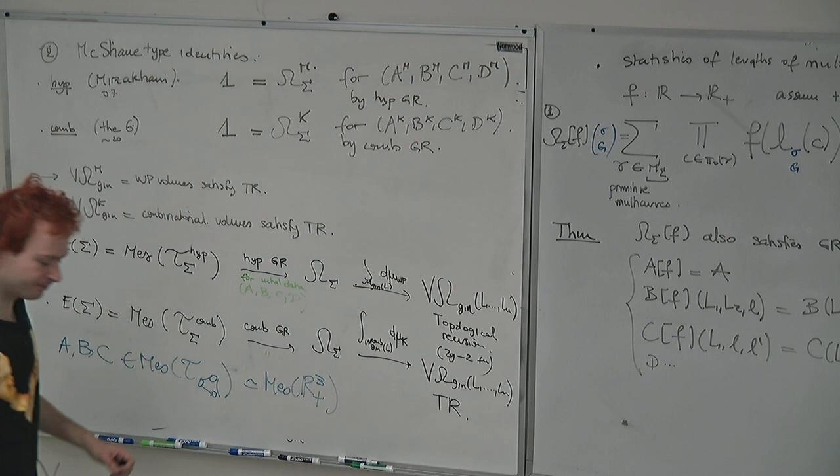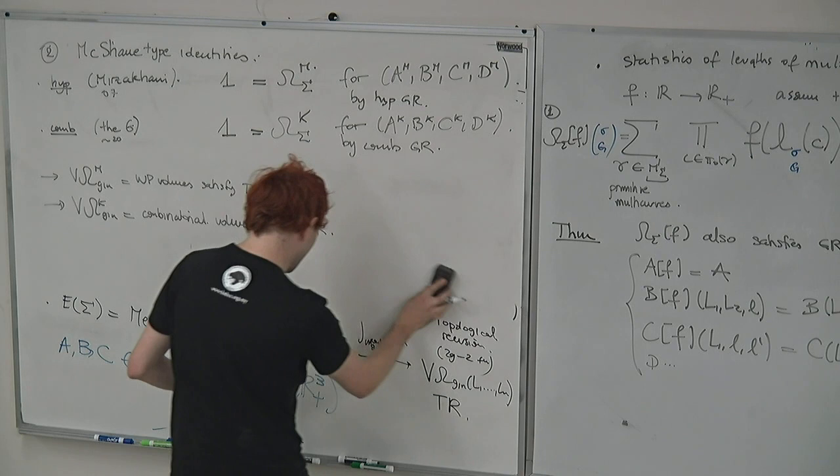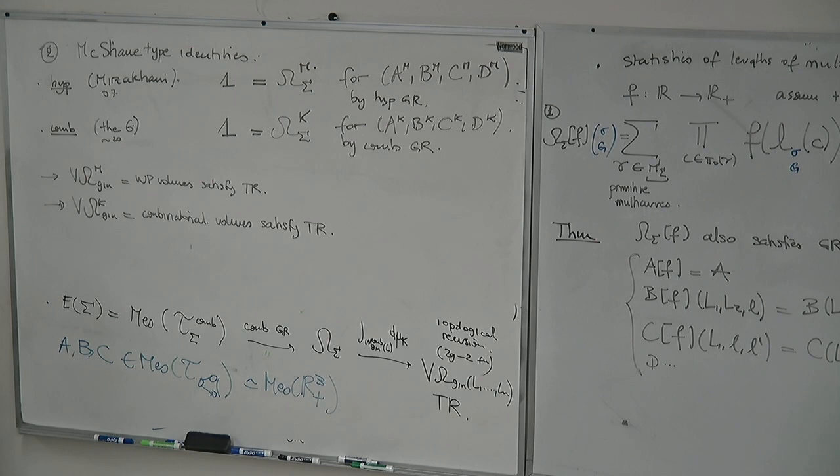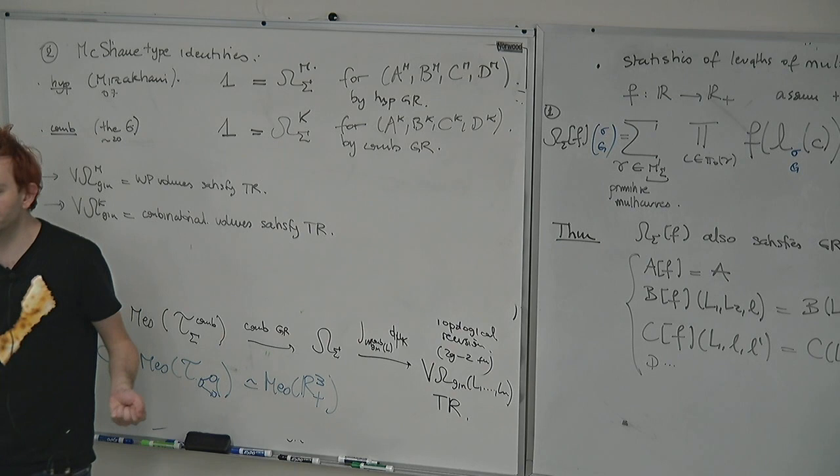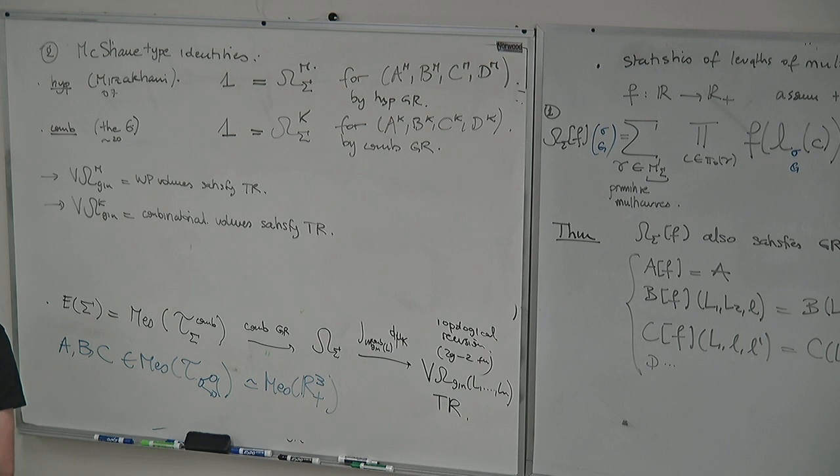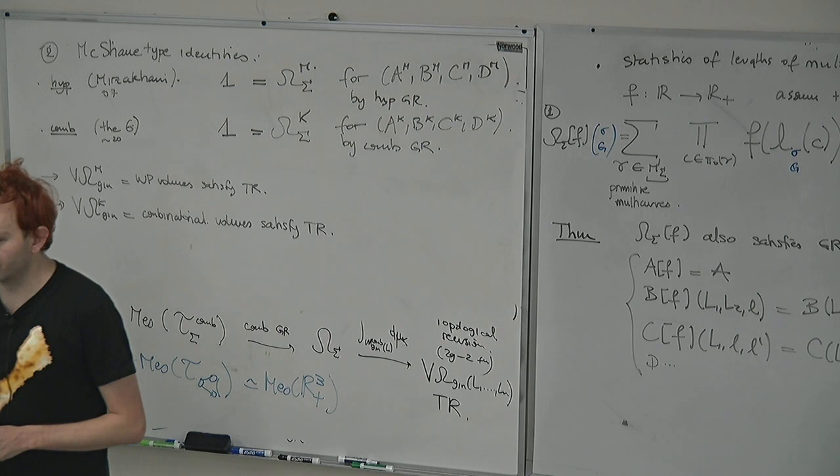You can also do a last thing, which doesn't exist in the hyperbolic world, but does exist in the combinatorial world. Because once you have GR, you can choose what measure you want to integrate. The only thing that it needs to satisfy in order to deduce TR from GR is that the measure of integration is compatible with cutting and gluing. So the Kontsevich measure is compatible because of the Volper type formula that I think Alessandro showed.